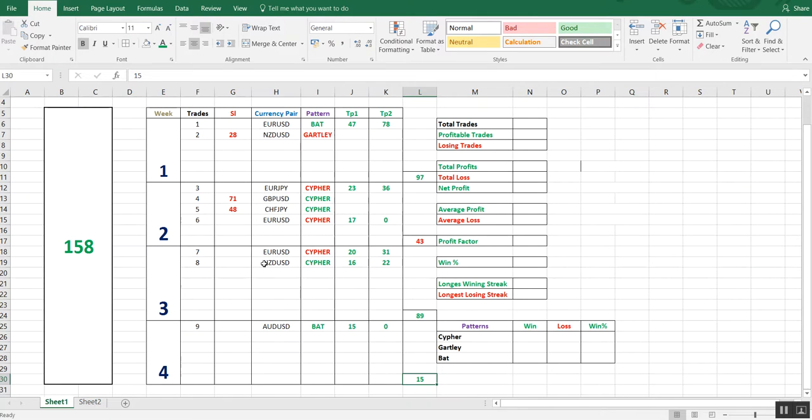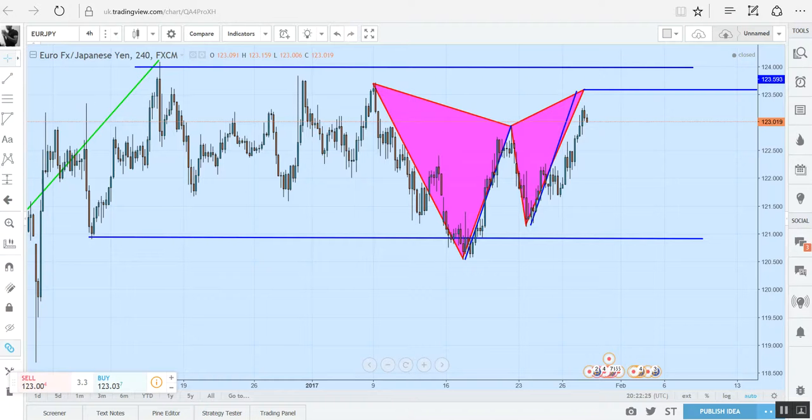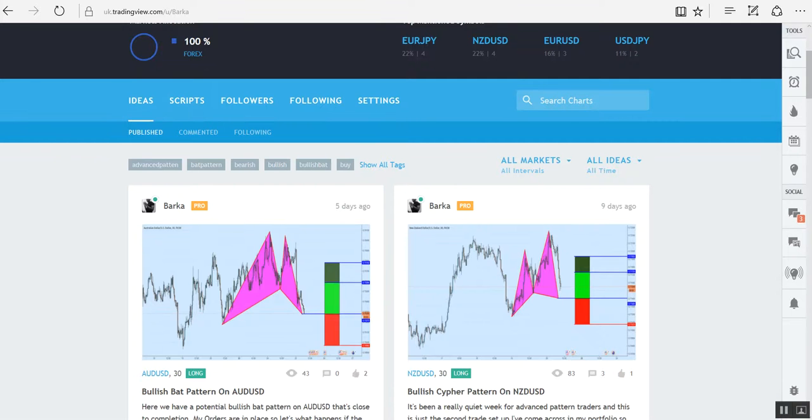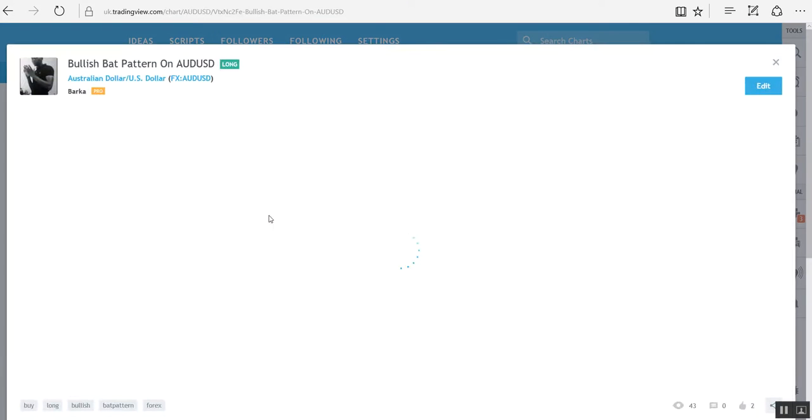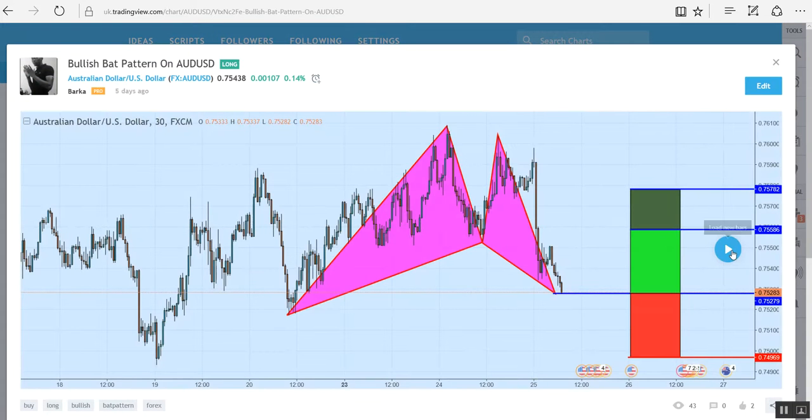As I said, I think I've posted this trade on TradingView. You guys can see that for yourself. And then this week we only had one trade, and it was just a single target winner. That is actually another trade that I posted on TradingView as well. So if I go onto my TradingView profile, you can see the Aussie dollar. This is the trade that I posted.